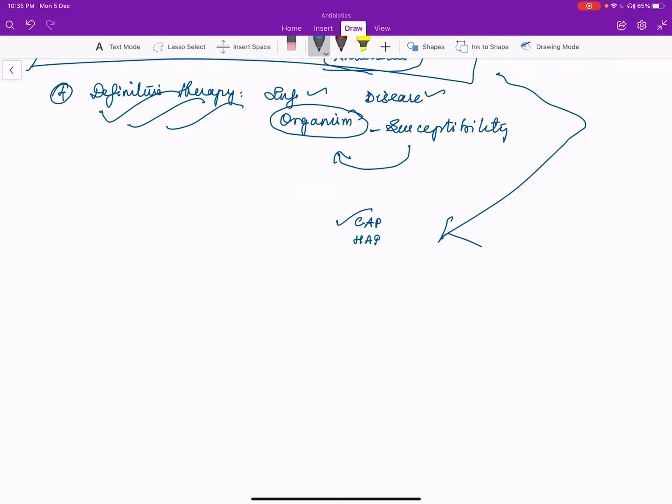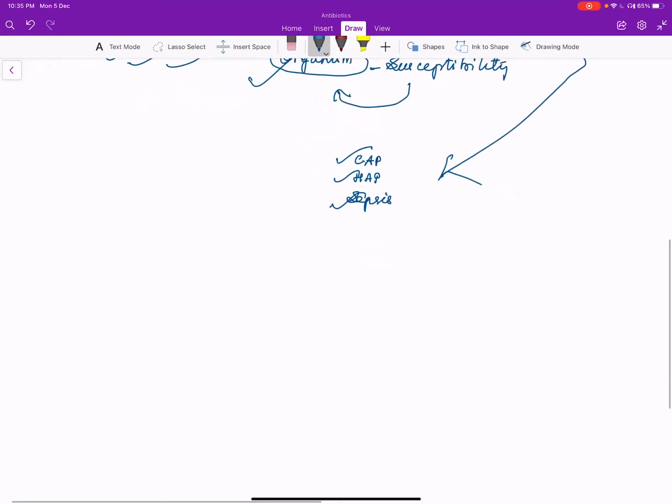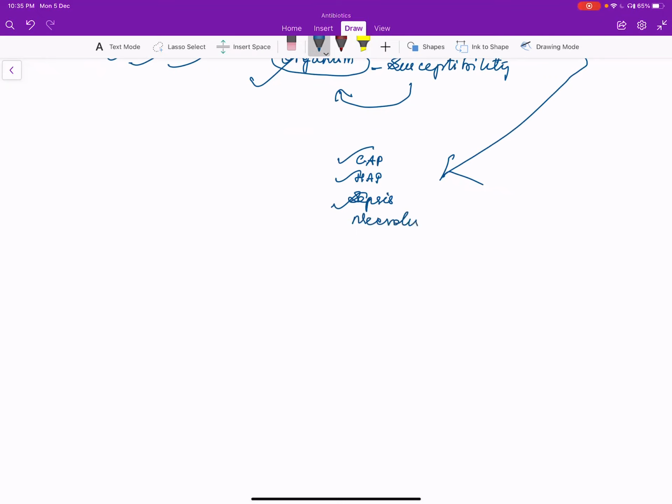One is community acquired pneumonia; we must start empirical antibiotics. If a patient has a community acquired pneumonia or a hospital acquired pneumonia, we are not supposed to wait till the culture report comes. Similarly, sepsis. You know the definition of sepsis. If there is sepsis, we must start empirical antibiotics. Next is necrotizing fasciitis.